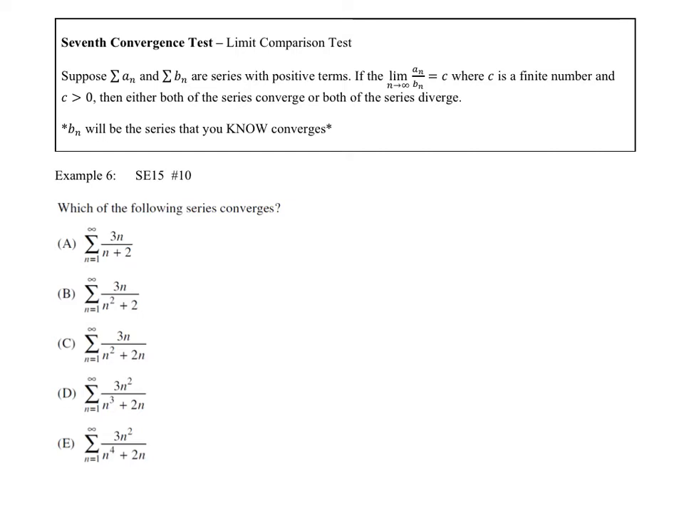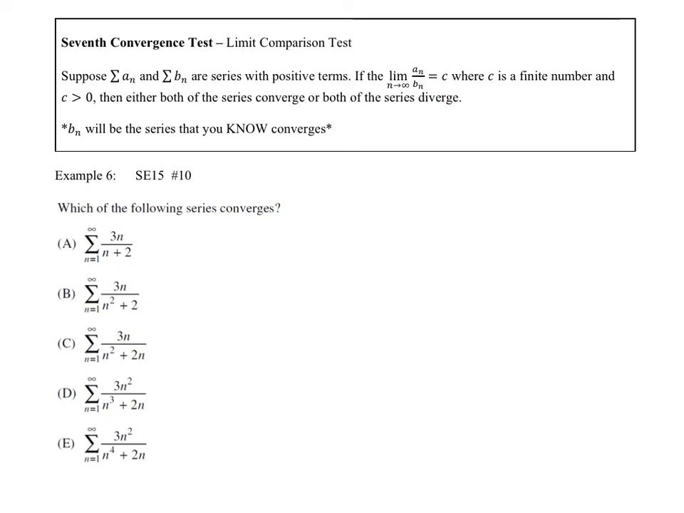But here's the convergence test. So it says that you have two different series, A sub n and B sub n, and they have positive terms. Remember, that's a theme that we're dealing with right now. We will deal with more alternating terms coming up in section 8.4. And so it says if the limit, and this is really important, so the limit of A sub n over B sub n is equal to C, and C is a finite number, and C is greater than 0, then either both series converge or both diverge.